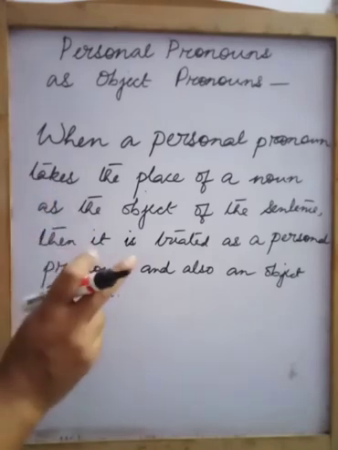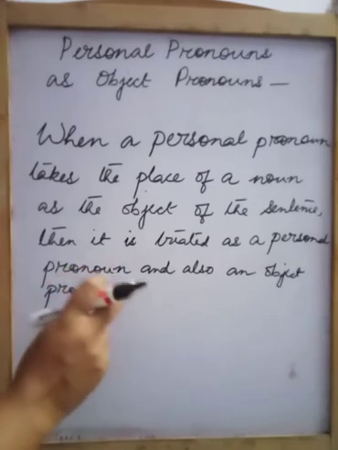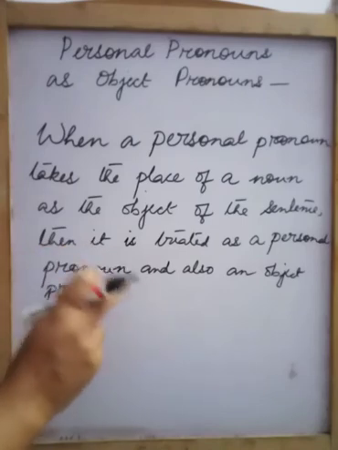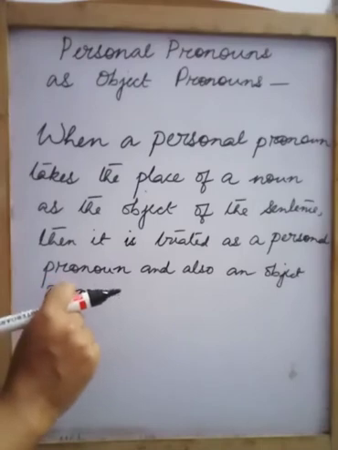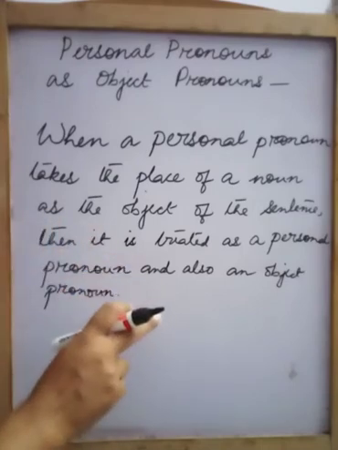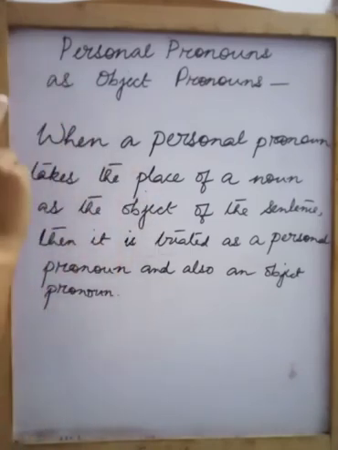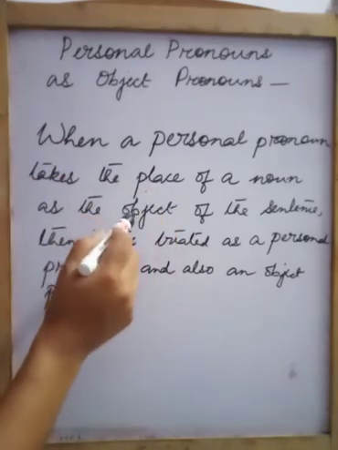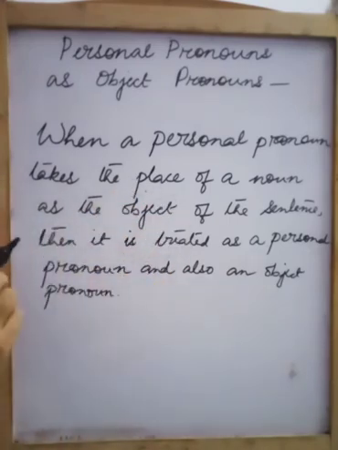When a personal pronoun, what were the personal pronouns? I, we, you, they, she, he, it. These are the personal pronouns divided into three categories: first person, second person, third person. When these take the place of a noun as the object of the sentence. In the subject pronoun we saw that it takes the place of a noun as the subject, and in the object pronoun it takes the place of a noun as the object of the sentence. Then it is treated both as a personal pronoun and also as an object pronoun.